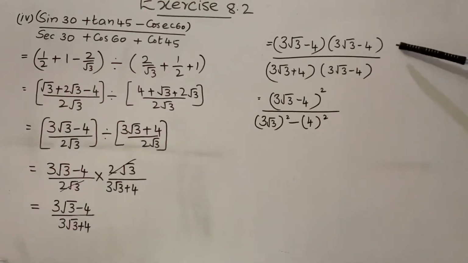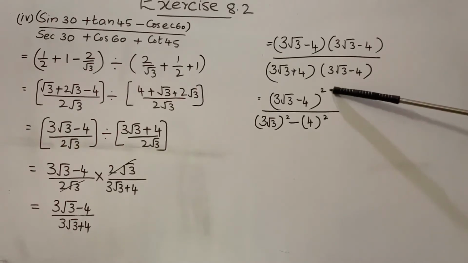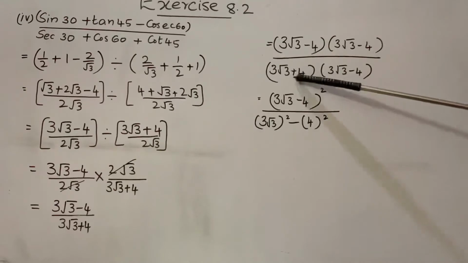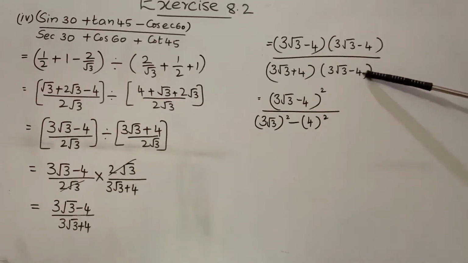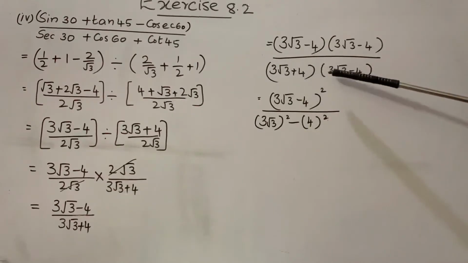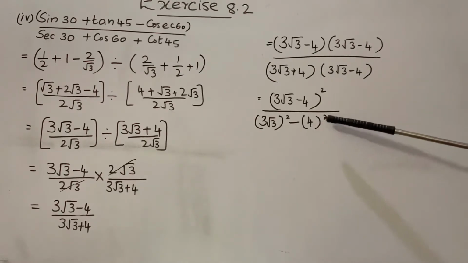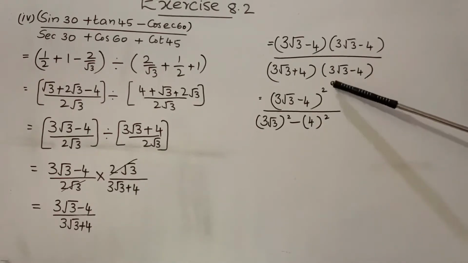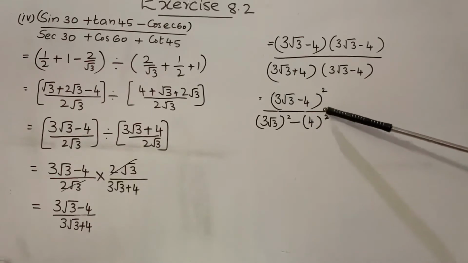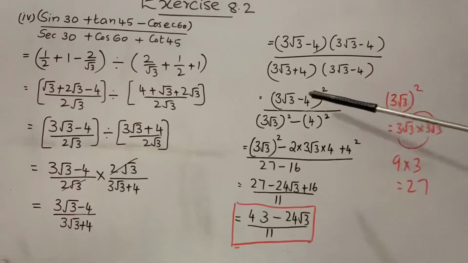Look here. Here 3 root 3 minus 4 by 3 root 3 minus 4. That is 3 root 3 minus 4 the whole square, divided by 3 root 3 plus 4 into 3 root 3 minus 4. That is a square minus b square form. That is 3 root 3 square minus 4 square. Now simplify numerator and denominator.